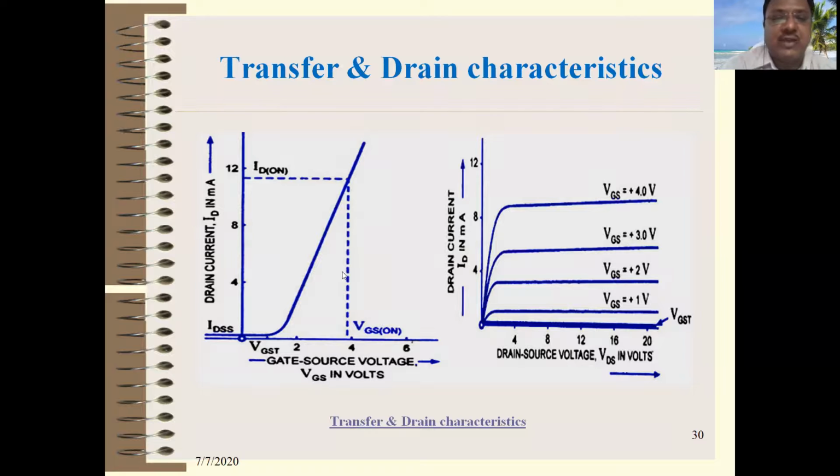Similarly, transfer characteristics are also explained. This is for N channel. For P channel, this transfer curve is exactly on the opposite side, right? Because at that time the VGS should be negative. So for P channel, this graph is on the negative side, basically, maybe in the second region. So that is about the transfer and drain characteristics.